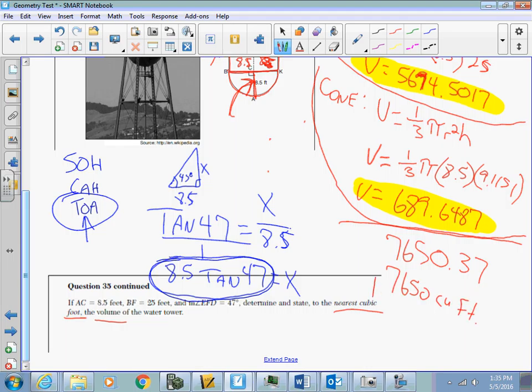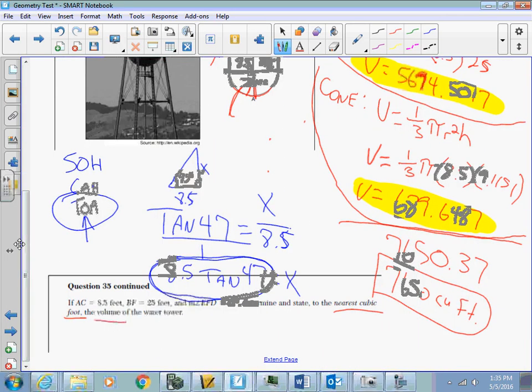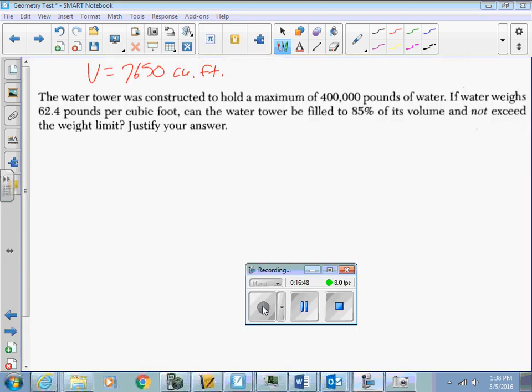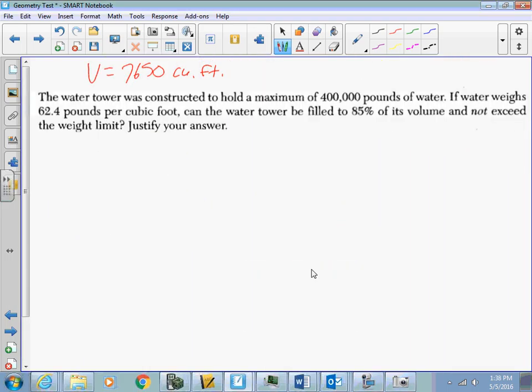All right, so we just found the volume of this water tower. All right, we'll go and do the next part. There's more to this problem. Let's keep going. It says the water tower was constructed to hold a maximum of 400,000 pounds of water. If water weighs 62.4 pounds per cubic foot, can the water tower be filled to 85% of its volume and not exceed the weight limit? Justify your answer. There's a lot to this problem. We've already been through a lot, and now there's even more.